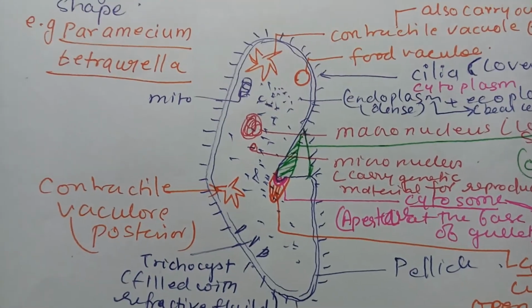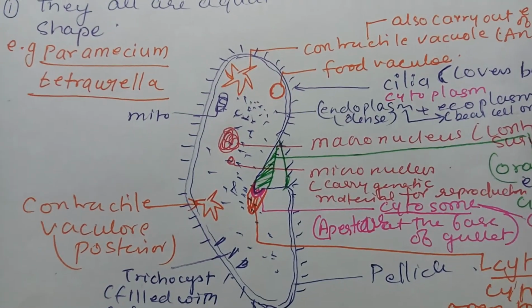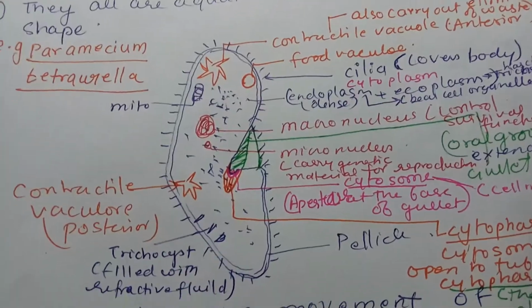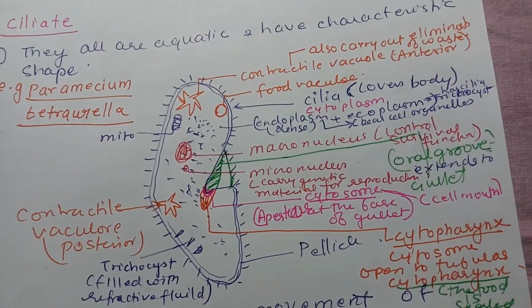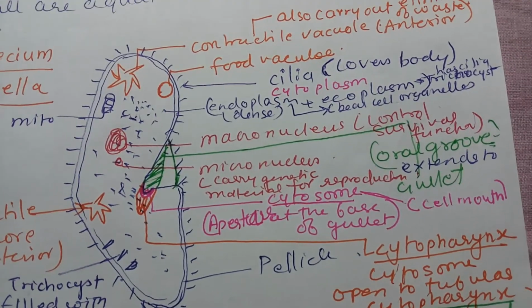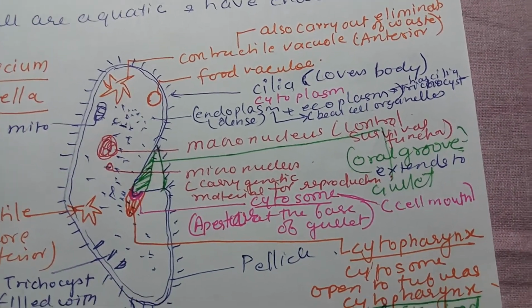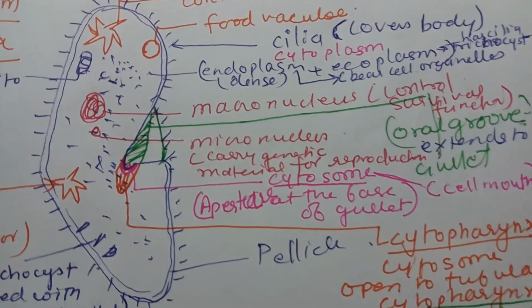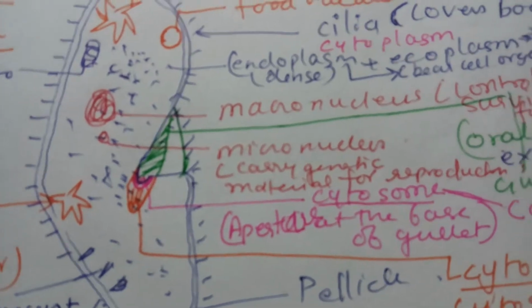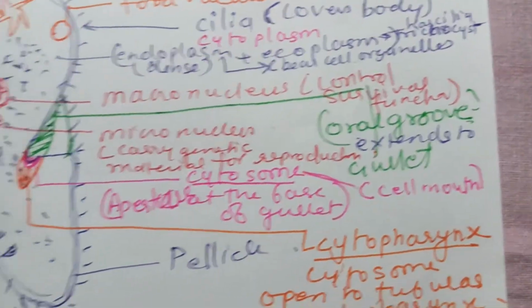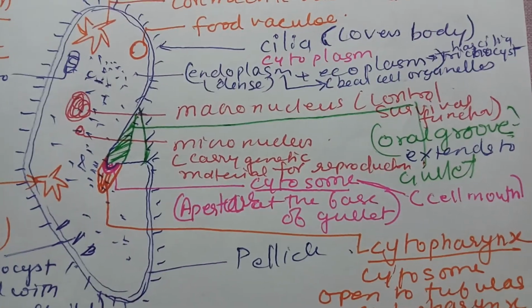Contractile vacuoles, two different are present. One is at the anterior end, another one is at the posterior end. Then there is no cell wall. Pellicle is surrounding it, a membrane-like structure. And over here you can see this is a groove. This is called the oral groove, and it extends to the gullet.